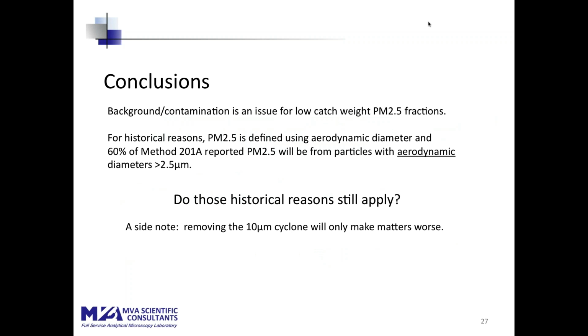So in conclusion, background and contamination is an issue for low catch weight PM2.5 fractions, just as it is for method 202 catches. For historical reasons, PM2.5 is defined using aerodynamic diameter. And that means by the method that usually the majority of the particulate caught, or possibly the majority of the particulate caught in a PM2.5 fraction, is going to be particulate that is larger than 2.5 microns, even by aerodynamic diameter.